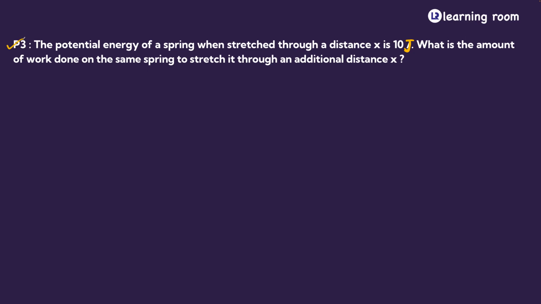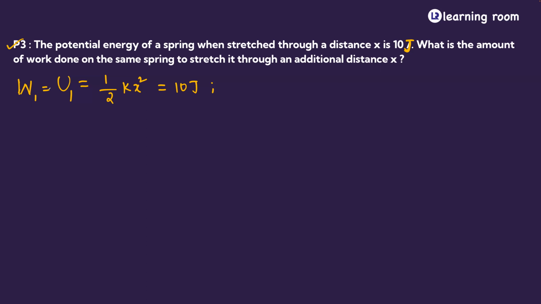So here the question is, the potential energy of a spring when stretched through a distance x is 10 joule. So what is the potential energy of the spring? A spring in the first case, U1 is equal to half k x square. Then how much is this value coming out to be? This is equal to 10 joule, right? So what we are trying to say is work done to extend the spring from 0 to a distance x is 10 joule.